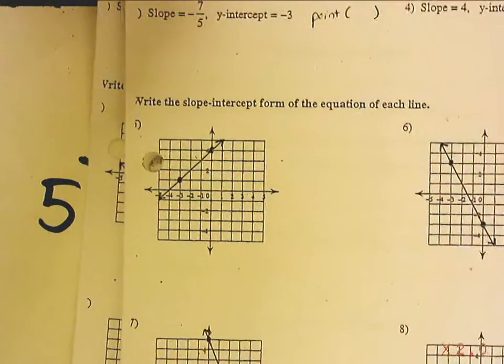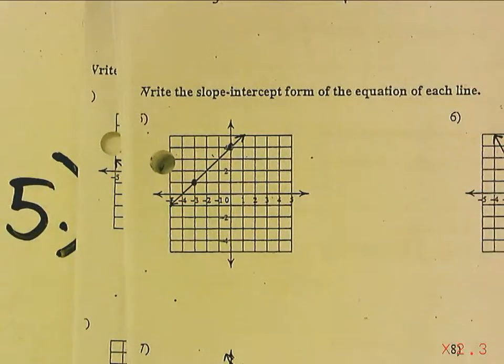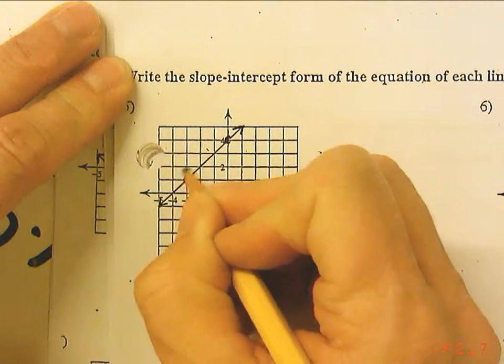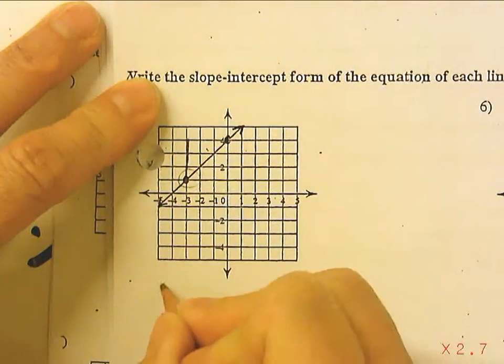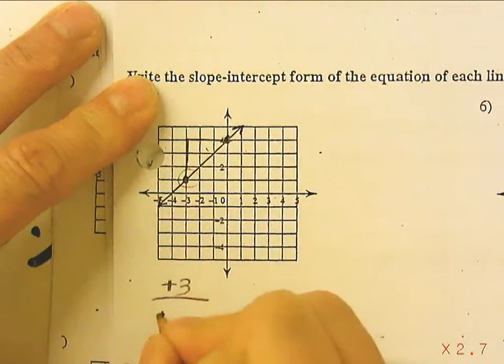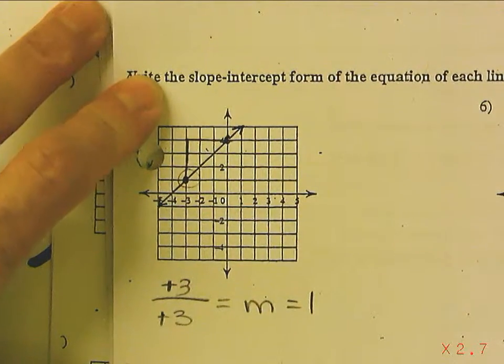So let's look at the graph of number 5. And I'm just going to zoom in a little more and a little more. Okay, so if we look at the graph of number 5, we're going to find the slope by counting. So I'm going to start at this point here. I'm going to go up 1, 2, 3. So my rise is plus 3, and my run is 1, 2, 3 is plus 3. So I get a slope of 1.